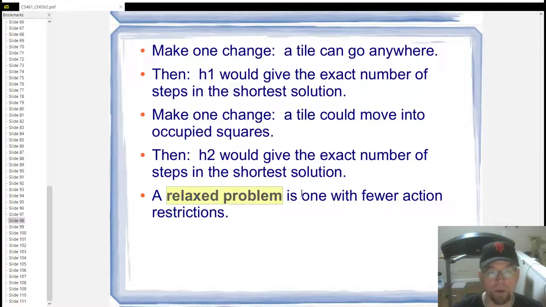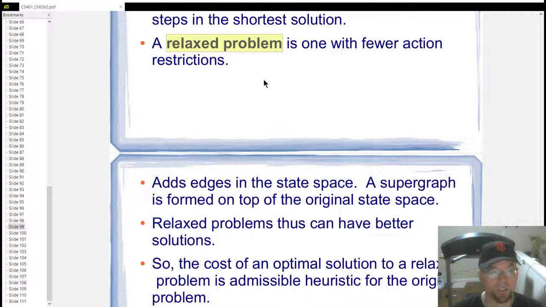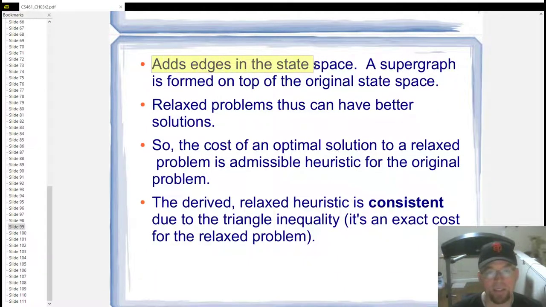So what's a relaxed problem? One with fewer action restrictions. So we had fewer action restrictions on this. Basically what that does is it adds additional edges in the state space, okay? Because remember that in the state space, each node in the graph represents a particular state, okay? And each edge represents an action.